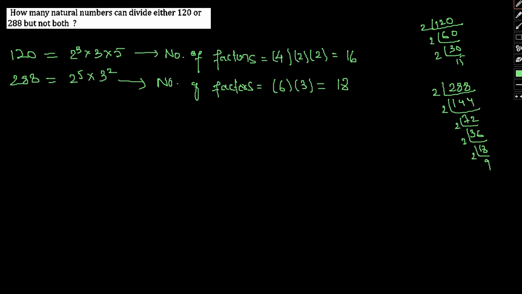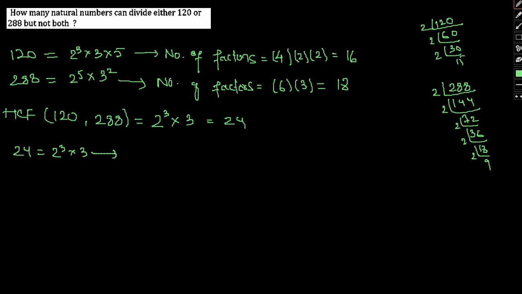Now let us take the HCF of 120 comma 288. So HCF will be the common part as far as their prime factors are concerned. So we can see 2 cube is common, because in 2 to the power 5 of 288 also we have 2 cube. So 2 cube into a single 3. Okay, so that is 24 will be the HCF. Okay, so 24 can be represented as 2 cube into 3, and if I am to find the number of factors, in this regard, it will be 4 into 2, that is 8.